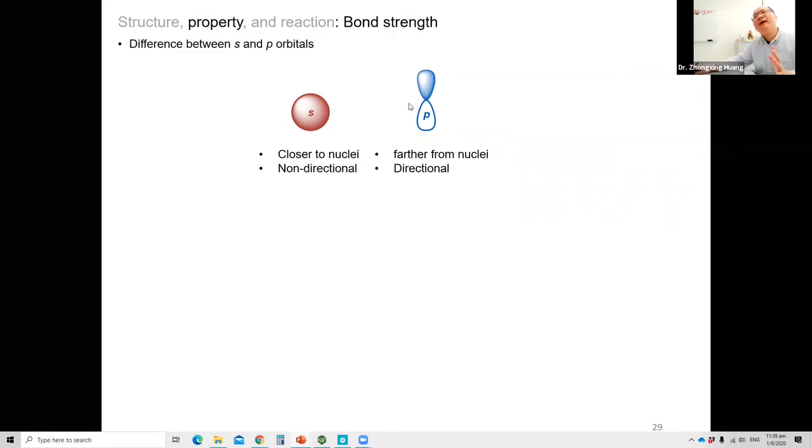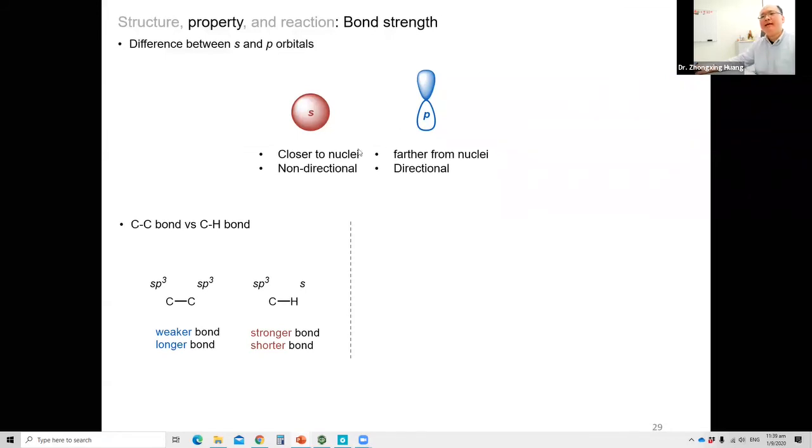What are the effects of these differences? If you compare the CC bond and the CH bond, the bond strength is different. The CC bond is sp3, sp3. The CH bond is sp3, s. So you have more s character in this bond. Because the s is closer to the nucleus, the bond is shorter, because the atoms have to be closer to each other, right? The bond is shorter. That means the CH bond is actually stronger than the CC bond, okay?